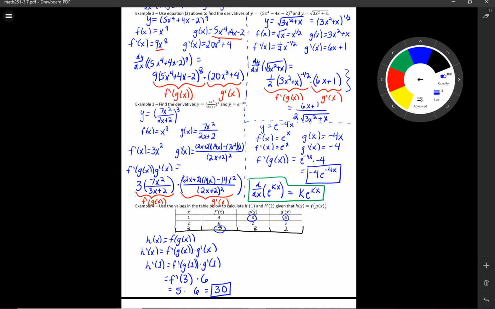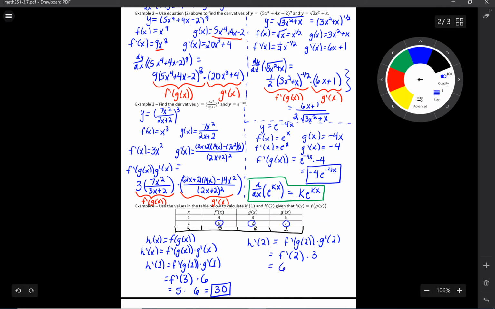If I wanted to look at, just erasing these circles real quick, h prime of 2, this is f prime of g of 2 times g prime of 2. So I need first to find g of 2, which is 2. So that's f prime of 2 times g prime of 2, which is 3. And f prime of 2 is 6. So this is 6 times 3, or 18.